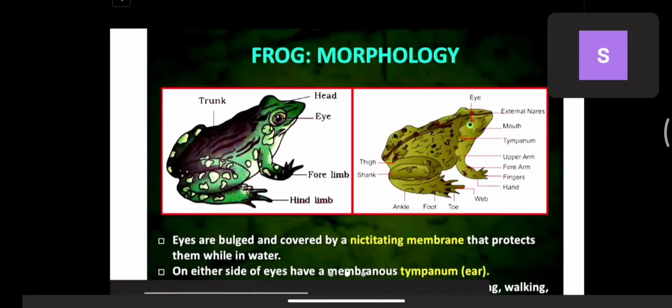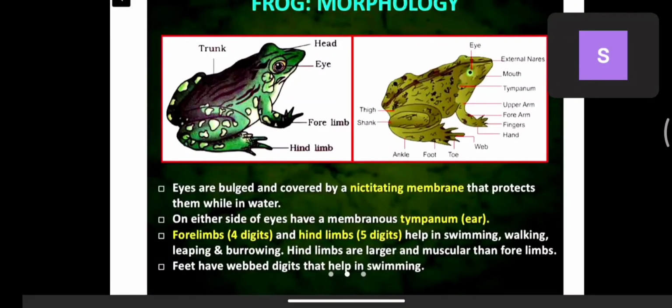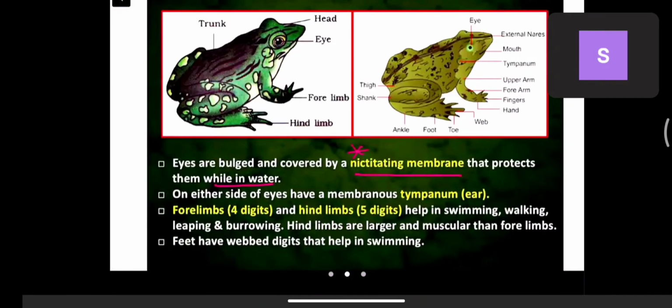Eyes are bulged and covered by a nictitating membrane that protects them while in water. This is an important point: you will find the nictitating membrane in the case of frogs. What is meant by nictitating membrane? We use goggles for swimming, no? Like this, the eyes of frogs have natural goggles, and that membranous structure is called the nictitating membrane, which helps protect the eyes of the frog from salt water or fresh water. Clear?